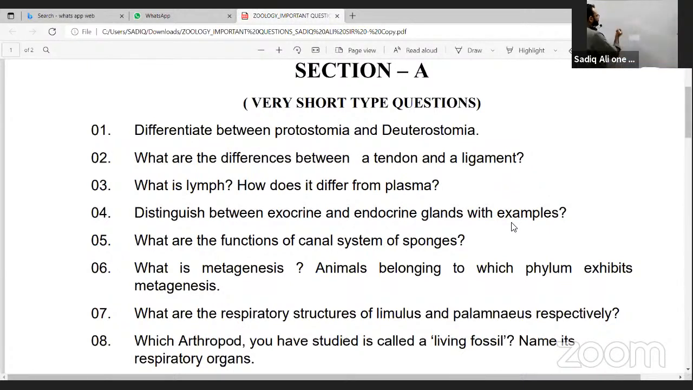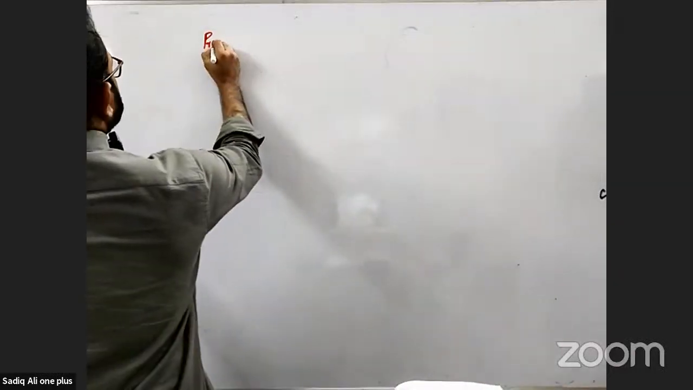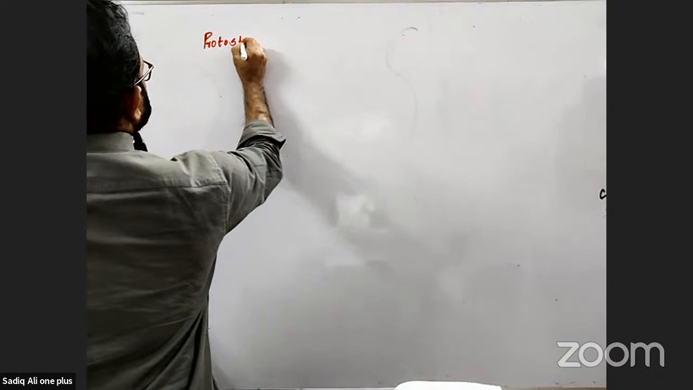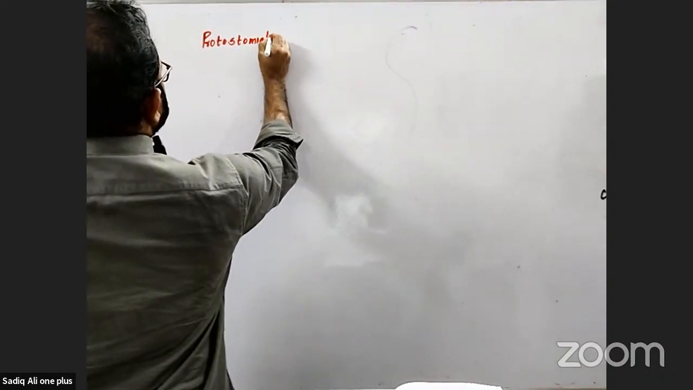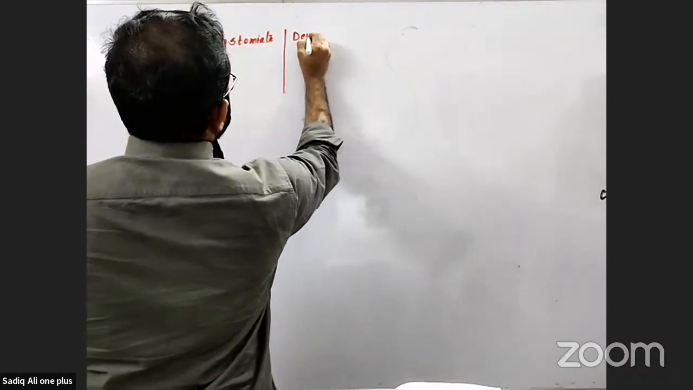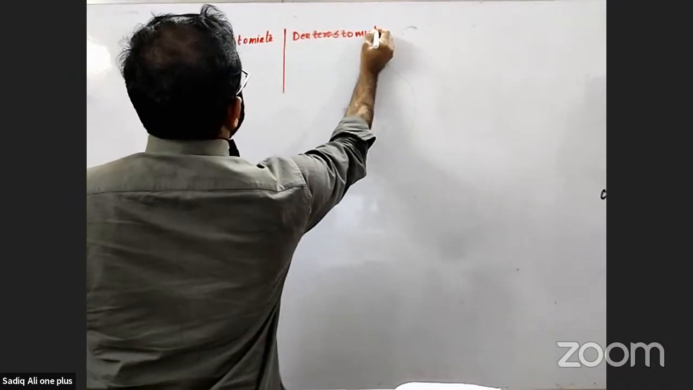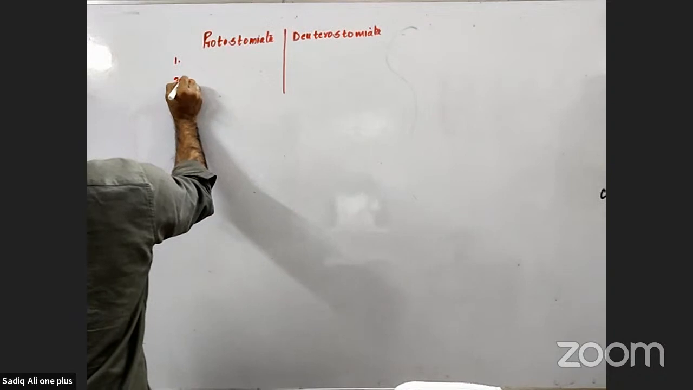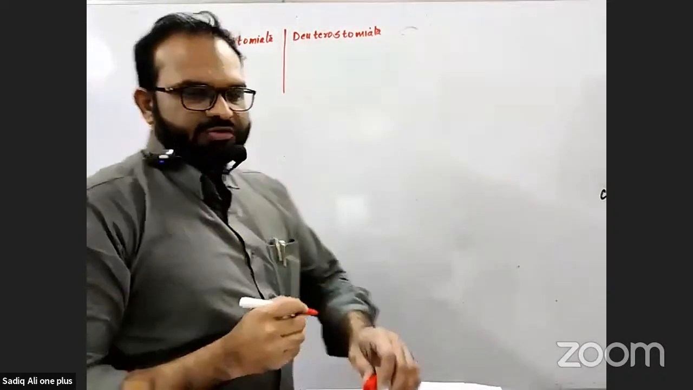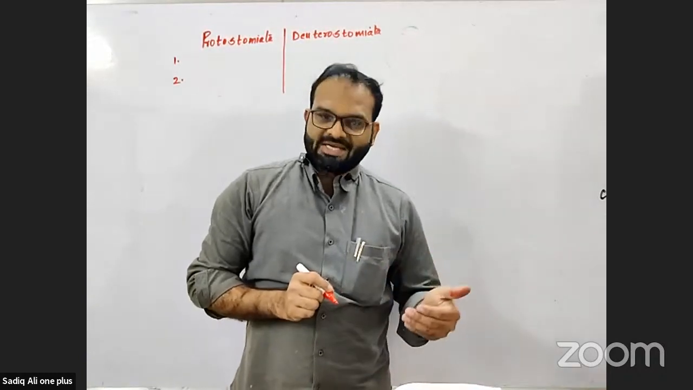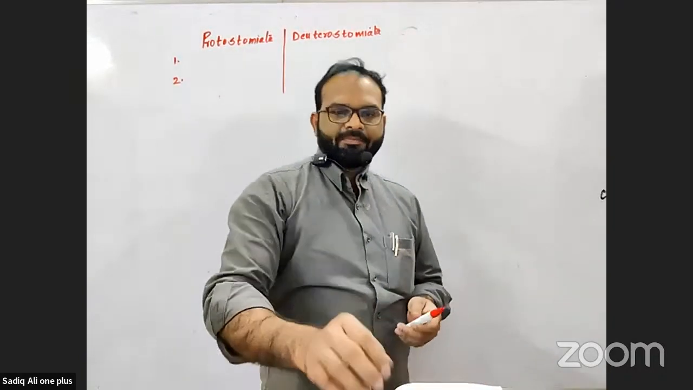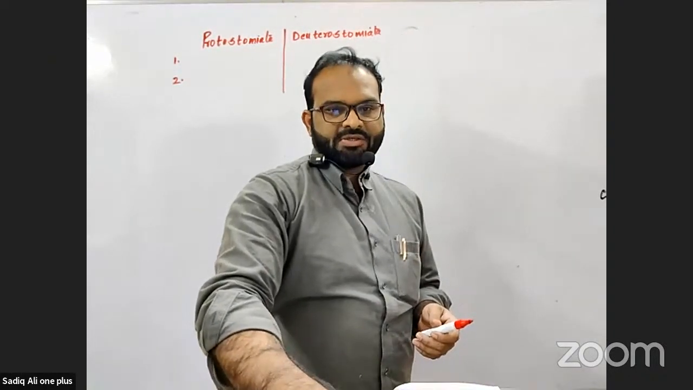So this question you have to write in this pattern. You have to divide the page into two aspects: Protostomata and Deuterostomata. Write point 1, point 2. Point 1 will be the definition. Point 2 will be the example, and you will be getting full marks for that. Hope you understood this, students. So let us focus on the next question.